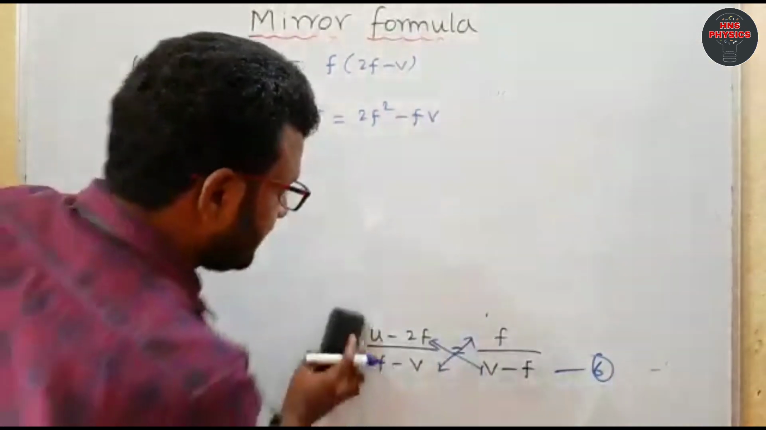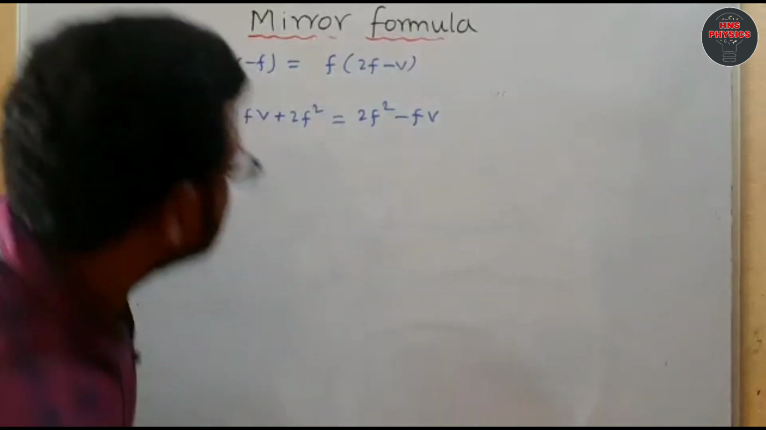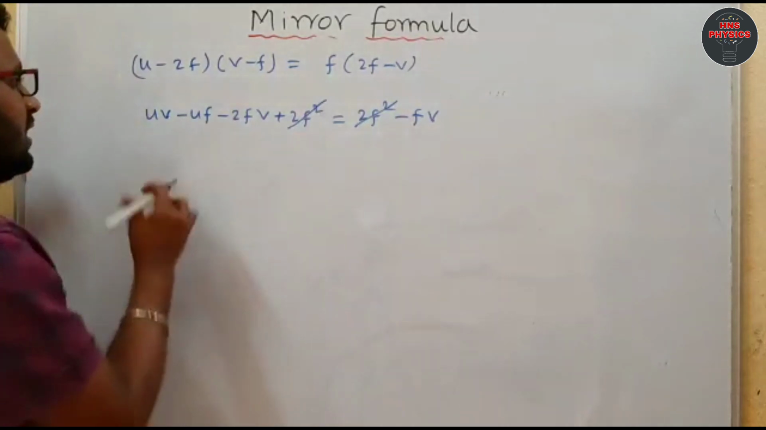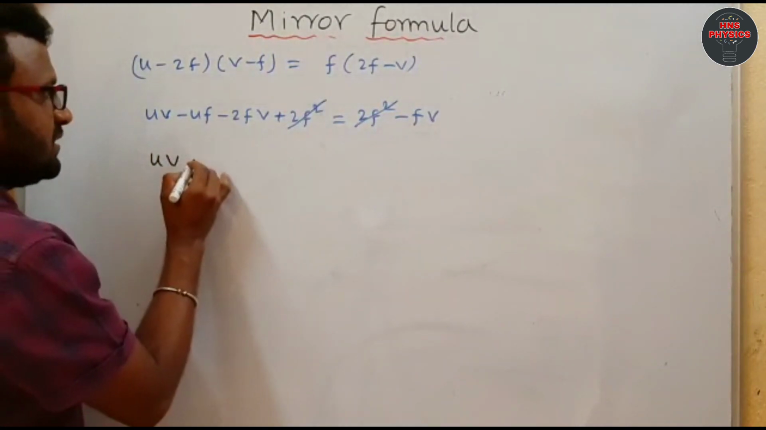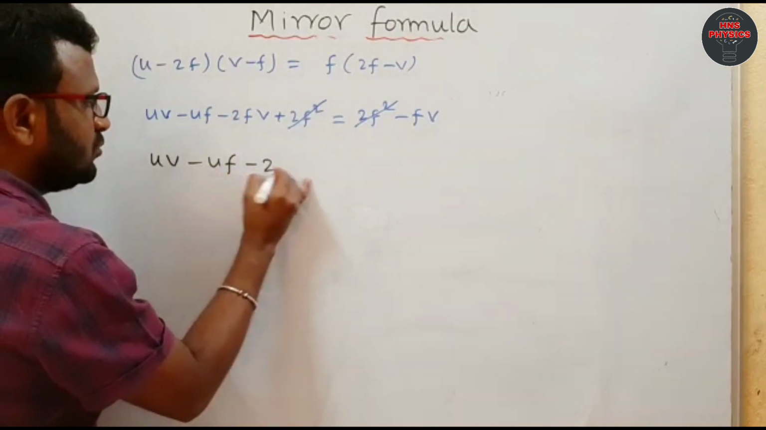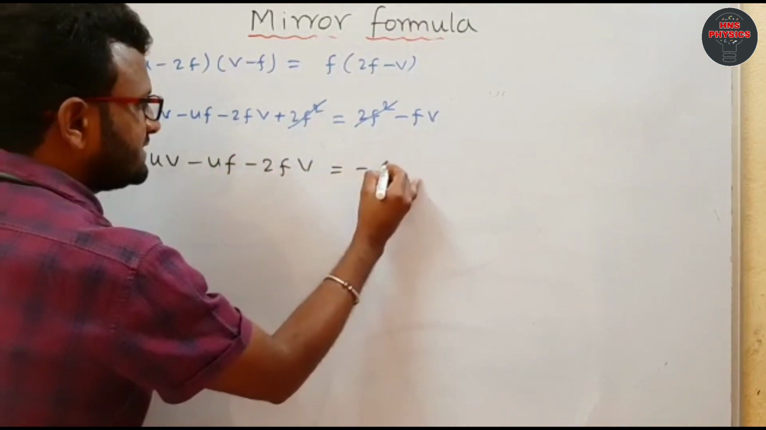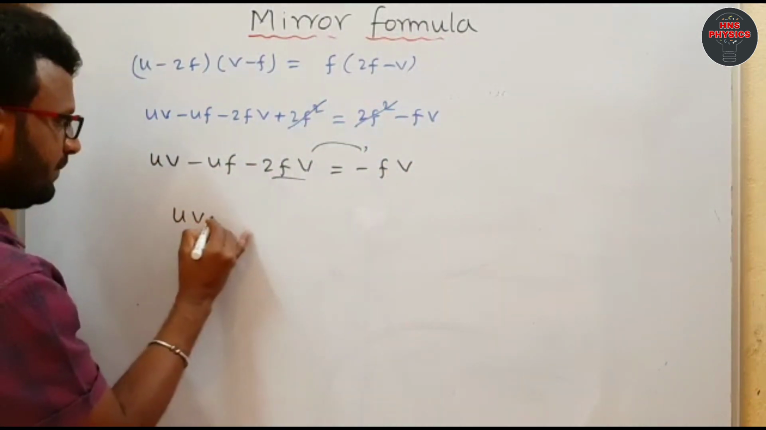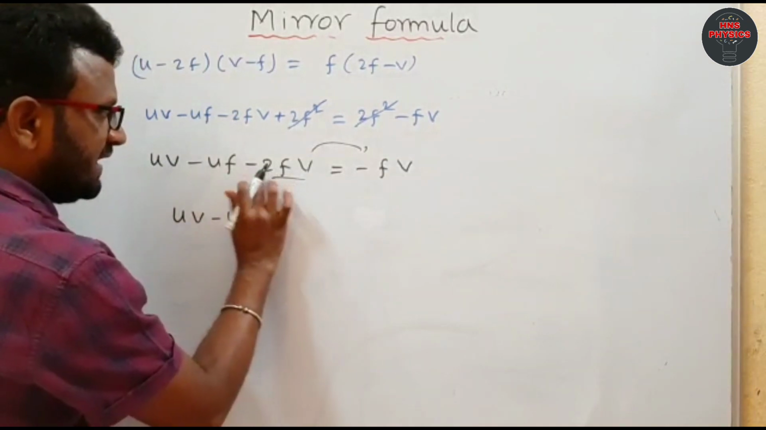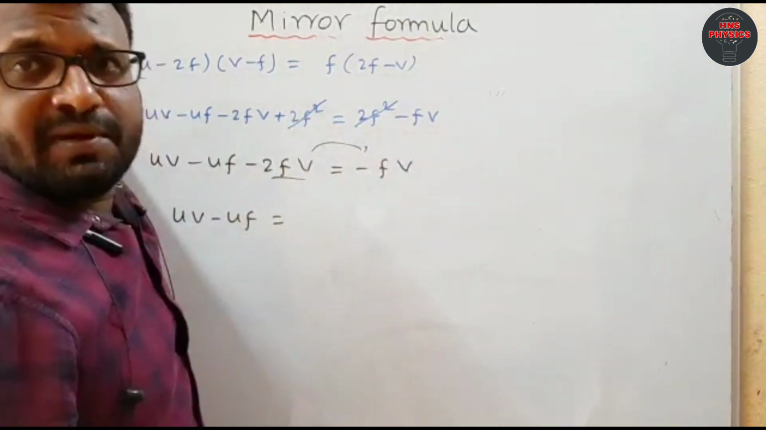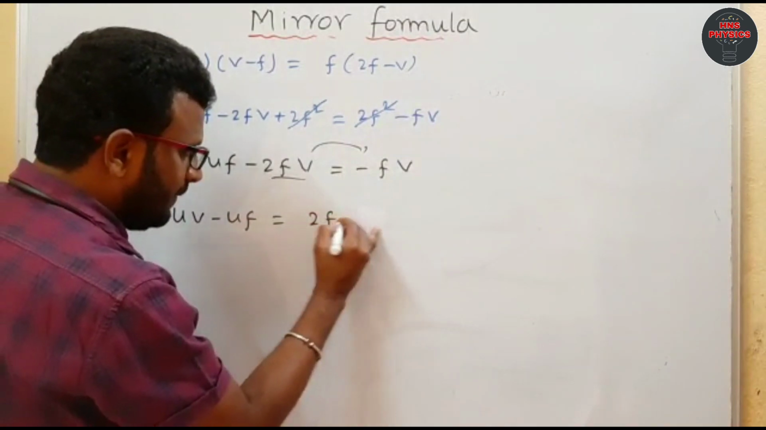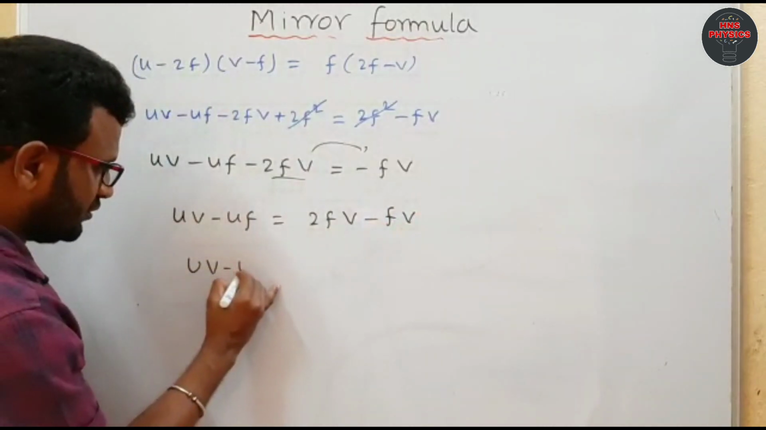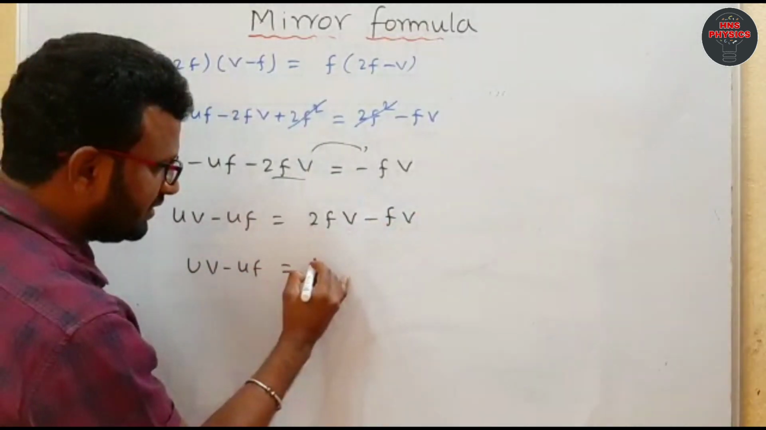Now on both sides 2F square cancels. What is still there? uv minus uF minus 2Fv is equal to minus Fv. Now I am sending this value to the right side, so uv minus uF is equal to, this minus value taken to the right side becomes positive, 2Fv minus Fv. So uv minus uF is equal to Fv.